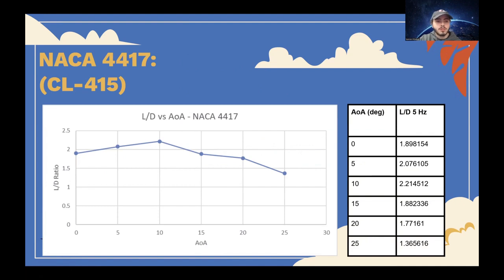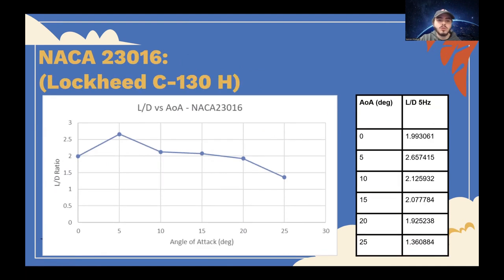First off, the first airfoil was the NACA 4417, which is the CL415 aircraft. As you can see on the graph, the lift to drag peaks at around 2.2, which is at 10 degrees angle of attack. Then the NACA 23016, the Lockheed C130H, peaked at around 5 degrees angle of attack, and that was 2.65 for the lift over drag max.